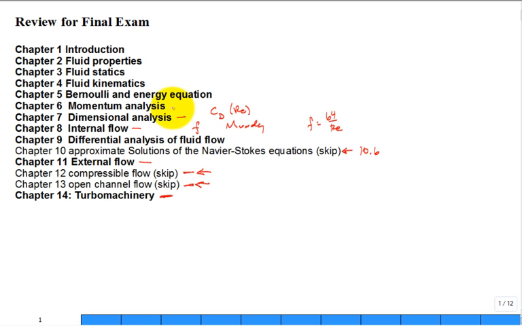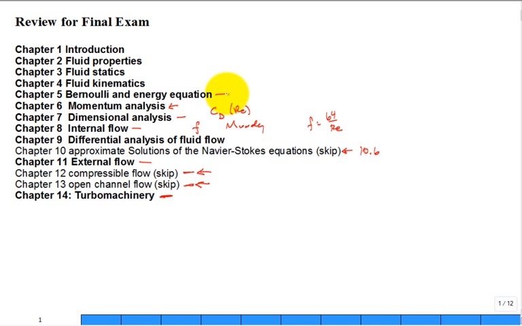Momentum analysis we've had on previous exams, although it's important. Momentum analysis I'll just cover in this overview. Linear and angular momentum for a control volume. Real important for this class, as well as conservation of mass.